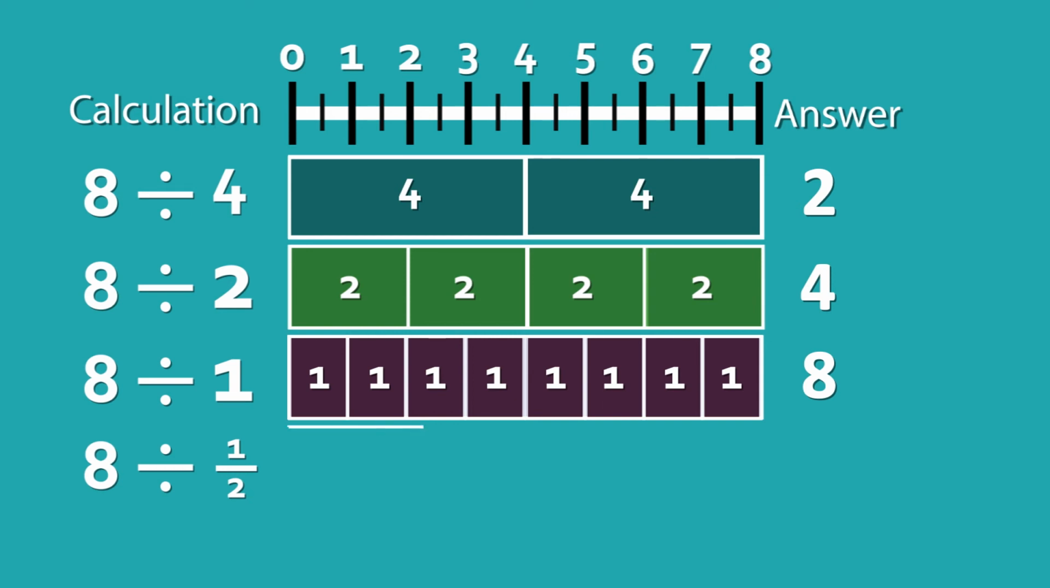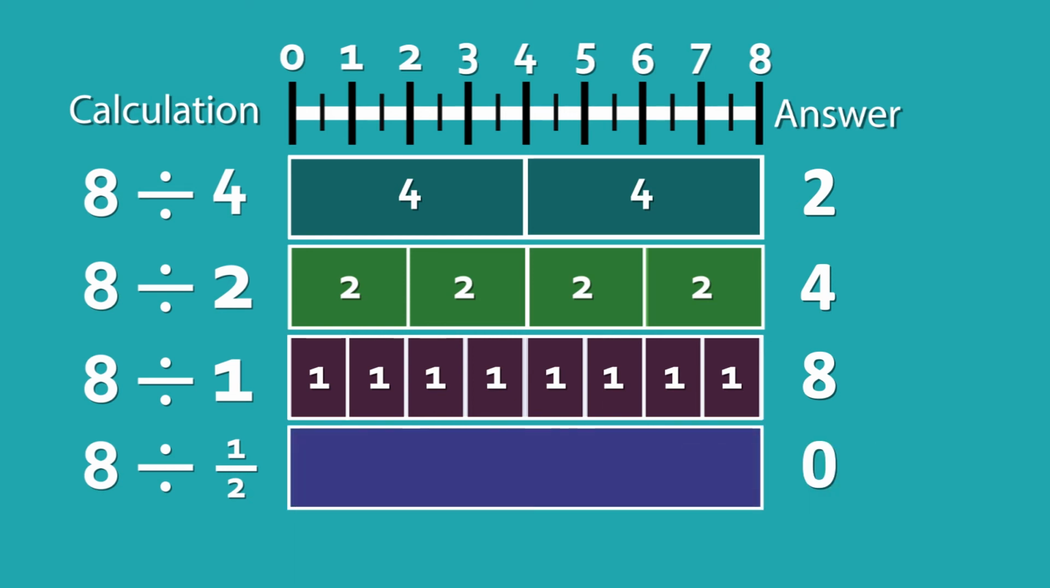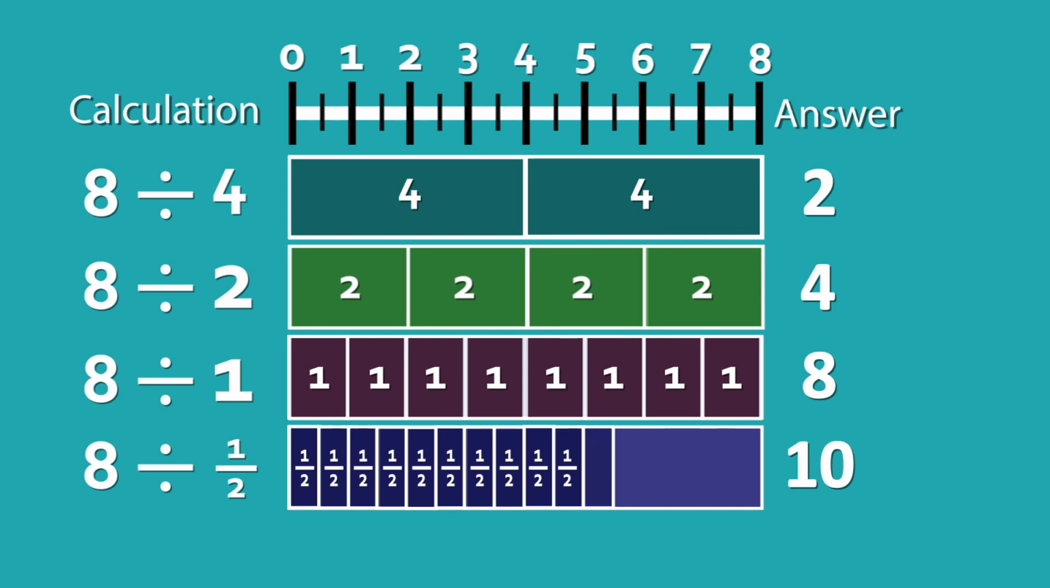8 divided by a half, the helpful way I can think about that is how many times does 1 half go into 8? Okay, so let's put in 1, and then 2, and 3, and 4, and 5, and 6, and so on. We will see that a half goes into 8 16 times. Therefore, 8 divided by a half is 16.